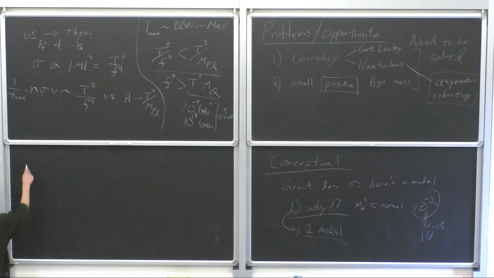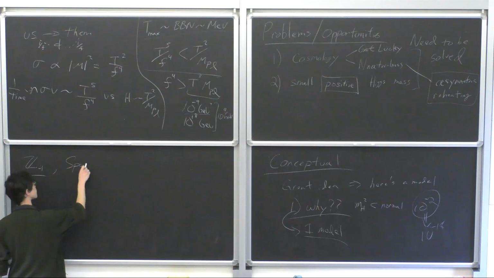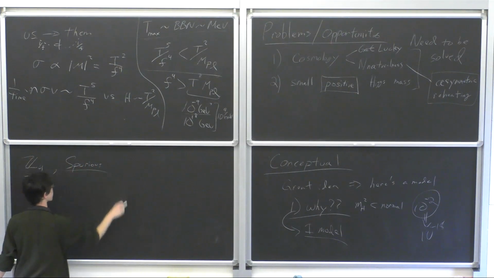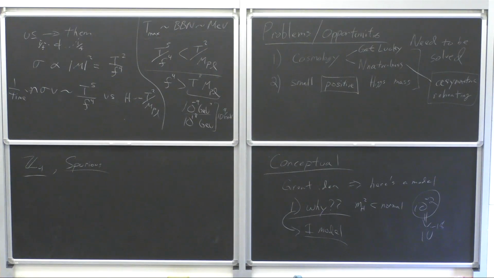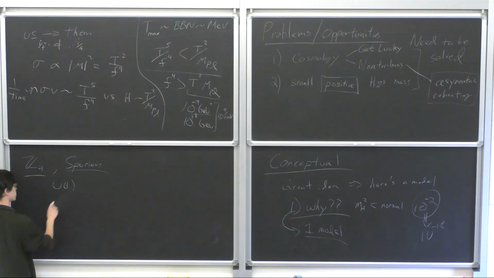So what were the things required for a Z4 symmetry, or even the spurion symmetry I wrote before? So Z4 symmetry. Let's just get our scalar. Let's say we have a U1 that's spontaneously broken by a scalar of charge 4.